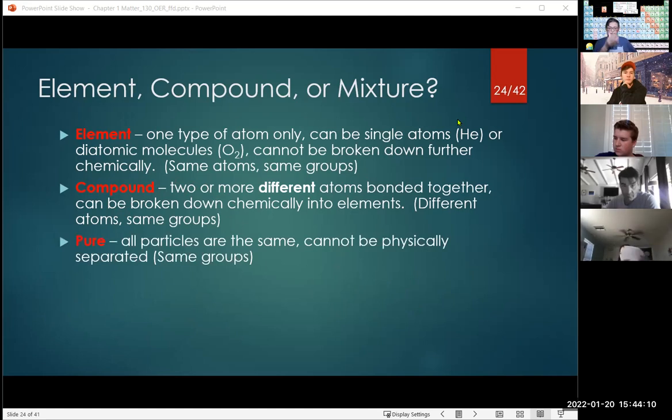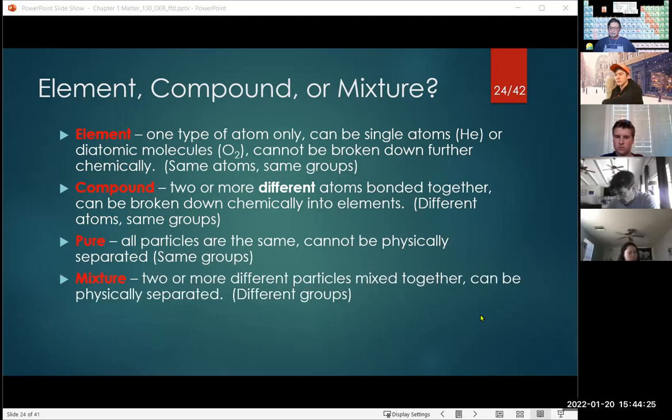And then, of course, something is pure, pretty self-explanatory. It's just that particular particle, whatever it is, all by itself. Compared to a mixture, which could be made up of two or more different particles mixed together. And the thing about a mixture is you can separate the two, whereas something that's pure, you can't separate because it's already by itself.